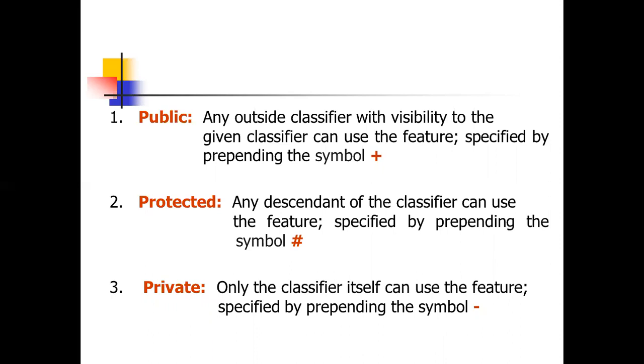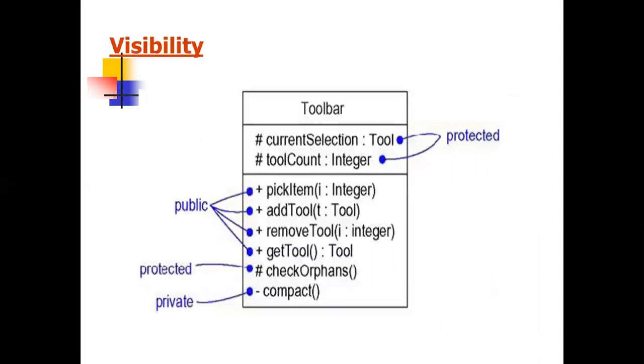For private visibility, the symbol is the minus sign. These are the three visibilities: public, protected, and private. Here see the example of visibilities. Here Toolbar is the class. These are the attributes and these are the operations or methods.